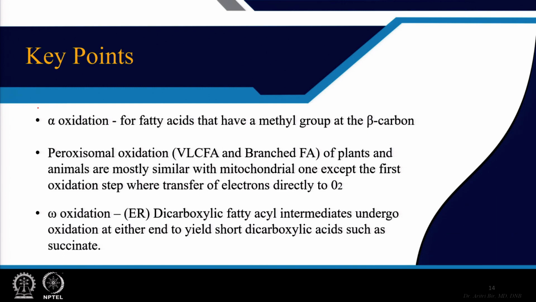Then we have discussed peroxisomal oxidation, which is specific for either very long chain fatty acids or branched chain fatty acids. The peroxisomal oxidation is similar to the mitochondrial oxidation, but the difference is in the first oxidation step, where the transfer of electrons occurs directly to molecular oxygen forming H2O2, which is degraded, dissipating the energy as heat. Then we discussed omega oxidation, which occurs in endoplasmic reticulum, and there is formation of dicarboxylic fatty acid, and remember once again that the product of omega oxidation is a dicarboxylic fatty acid, which enters mitochondria for further breakdown through beta oxidation.